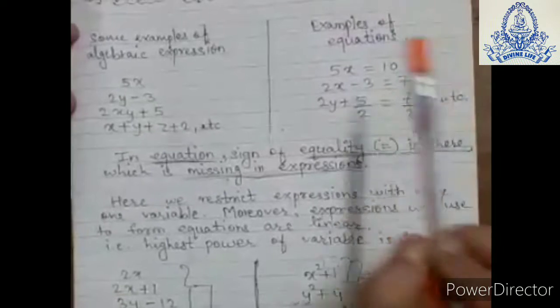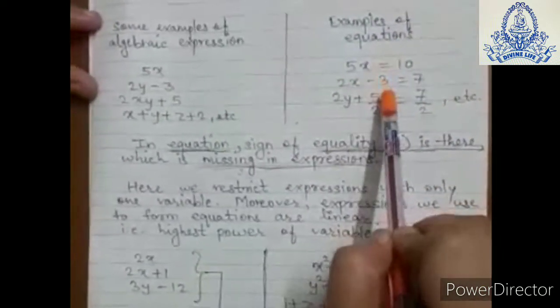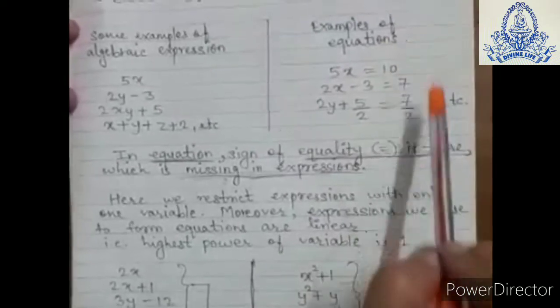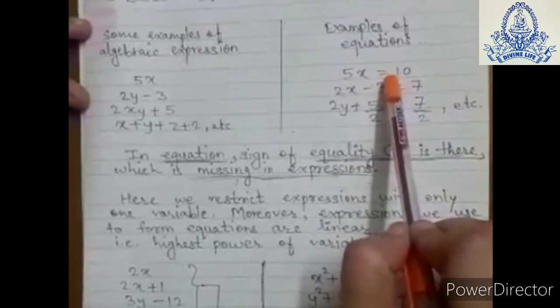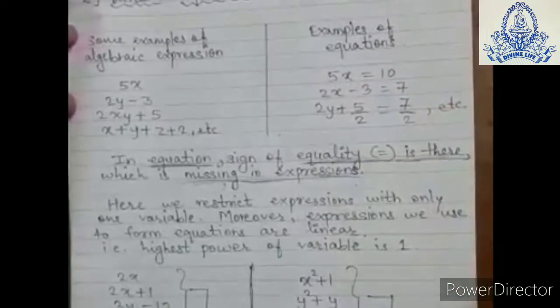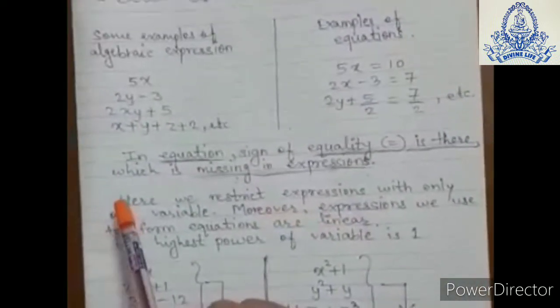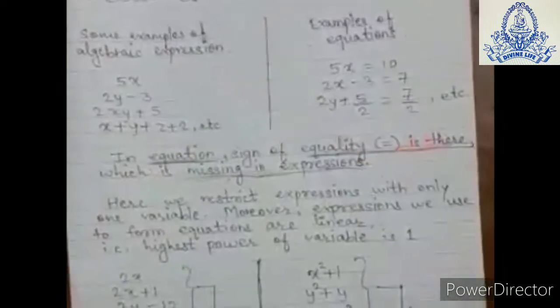Now can you see any difference between both these two columns? Yes, of course. In the column of equations you can see the sign of equality in every example, which is missing in expressions. In an equation the sign of equality is there, but in an expression it is missing.